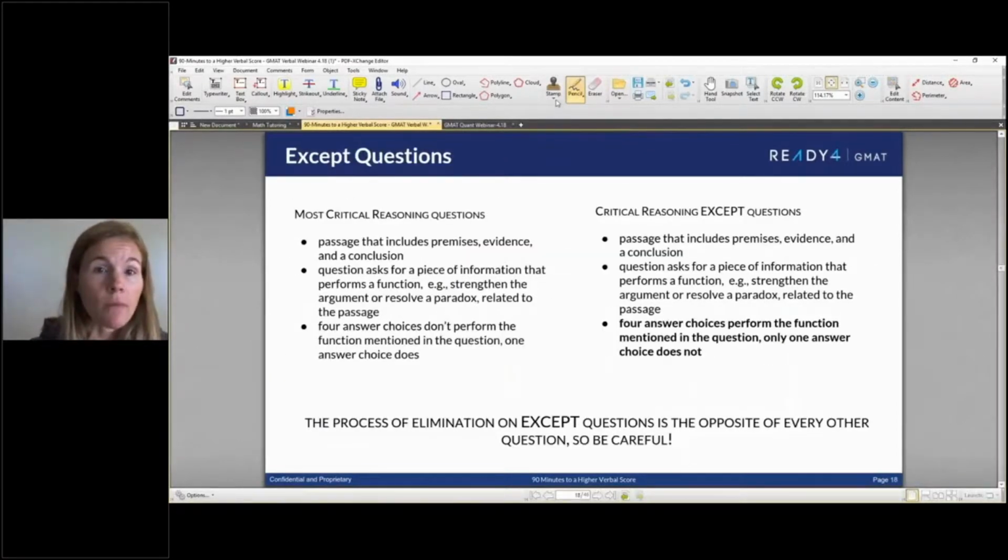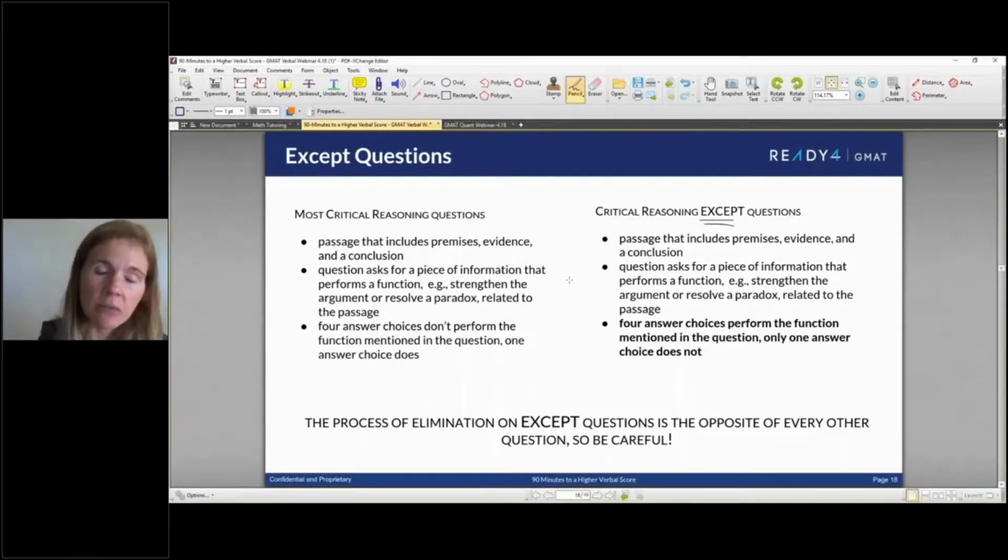Okay, so we get to this thing about accept questions. Now, these are mind-bendingly difficult. They're really the same questions, but the accept questions are just ones where they say all of the following are true except. Each of the following strengthens the argument except, things like that. It's just the ones that literally have the word except in the question, okay?